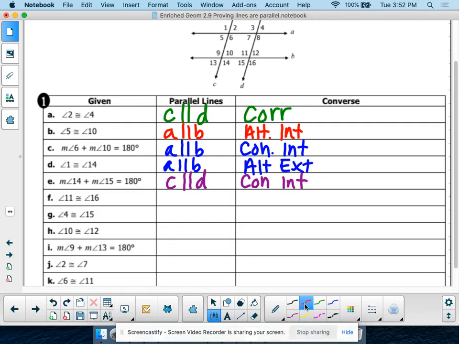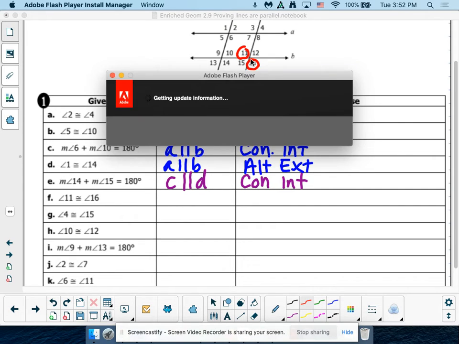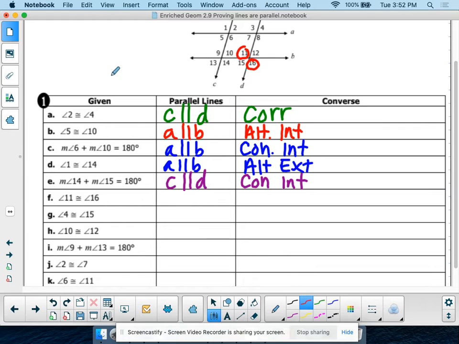11 and 16. Are those special to us? You're right, they are. They're vertical. But do vertical angles prove lines parallel? Nope. So we're going to say none. No lines are parallel because vertical angles don't prove that.